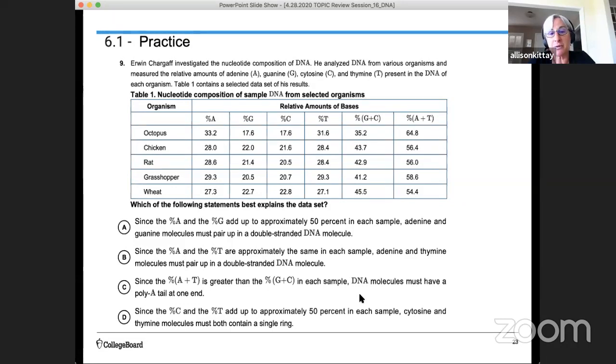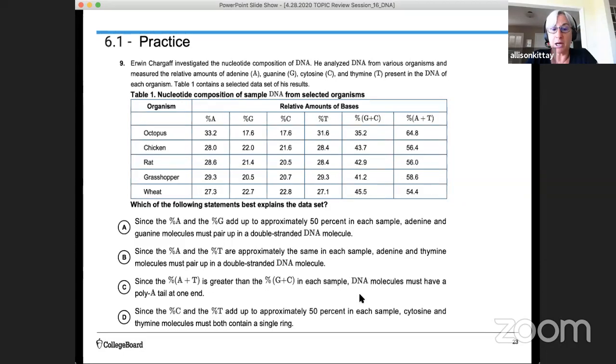Then we also have some percentages of C plus G and A plus T to give you some additional information. The question you're asked is, which of the following statements best explains the data set? Okay, so you're interpreting this data. A, since the percent of A and G add up to approximately 50% in each sample, adenine and guanine molecules must pair up in a double-stranded DNA molecule. Think about that. Do A and G pair up?